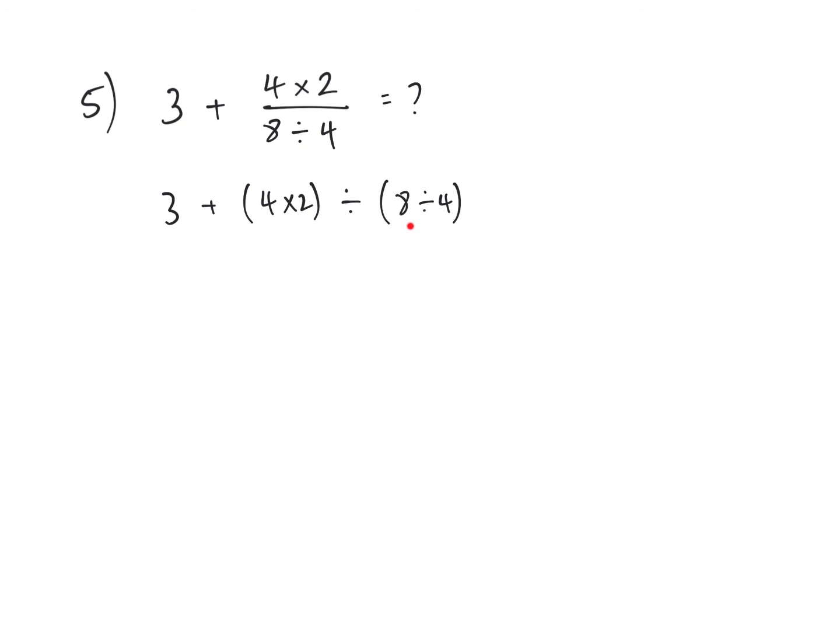And finally, question 5, so written slightly differently. So this time it's 3 plus, and then 4 times 2 all over 8 divided by 4. So we need to add brackets this time. So let's put the top bit in brackets, then that line tells us it's divide, and then put the bottom bit in brackets, and then we can do it step by step. So we've got 3 plus 4 times 2 is 8, divided by 8 divided by 4 is 2. So now we need to simplify here. So it's still 3 plus, and then 8 divided by 2 gives 4, and we can then work out that 3 plus 4 equals 7.